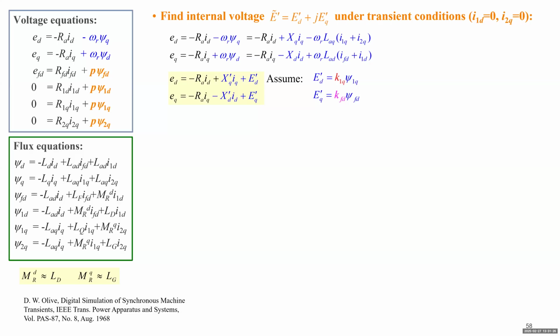Similarly, we can assume ED single prime to be proportional to Psi 1Q, because Psi 1Q is the transient dynamic state variable in the Q axis, but it will induce the voltage in the D axis. Similarly, EQ single prime will be proportional to Psi FD.